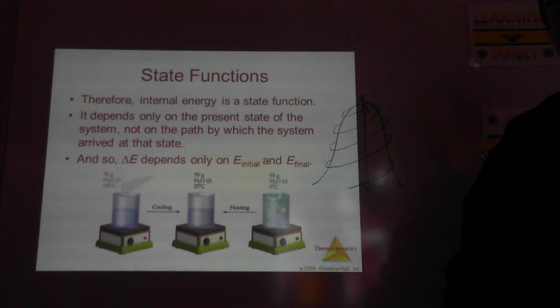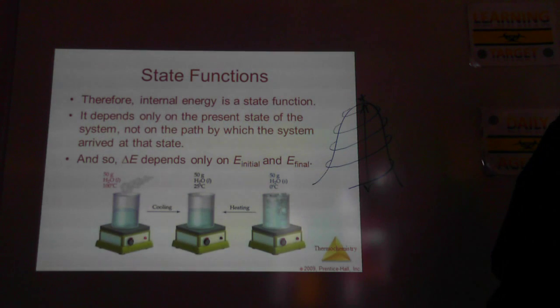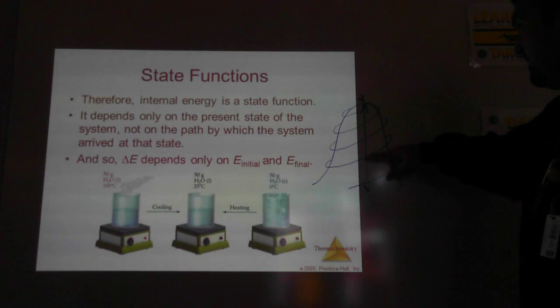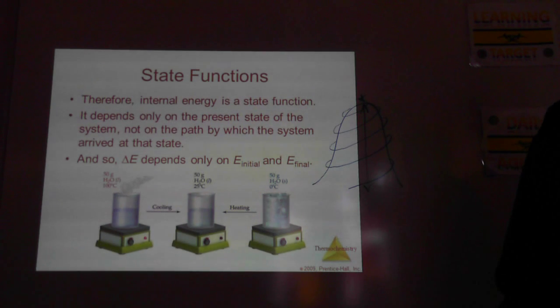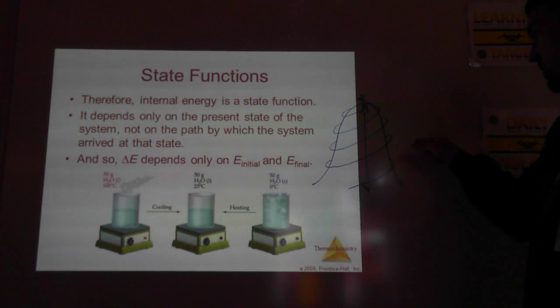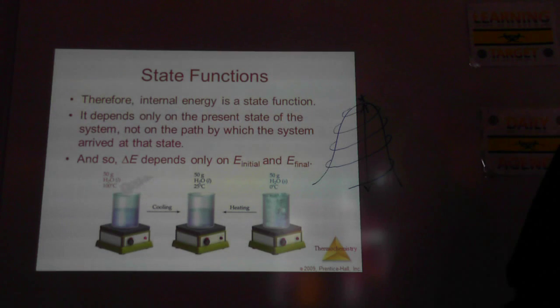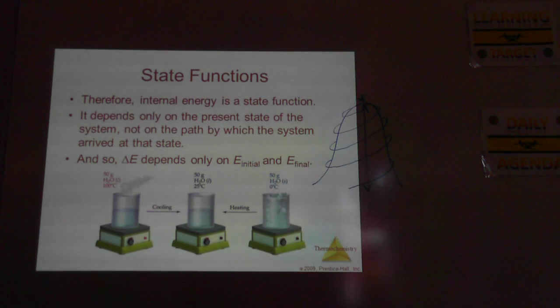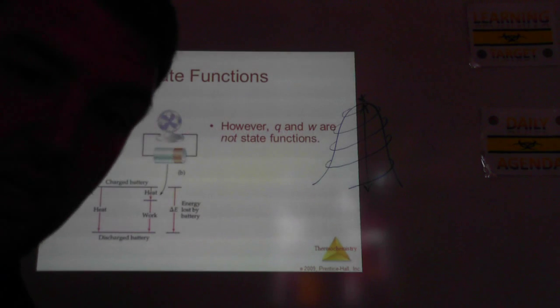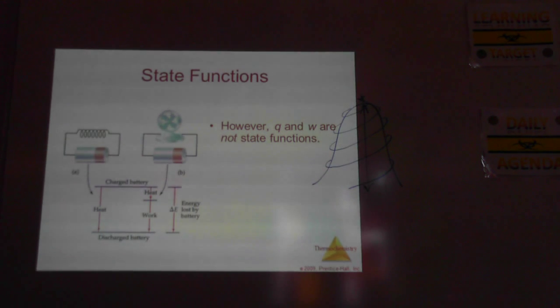But the distance that I traveled is not a state function, because if I go straight up the mountain, I'm traveling a much shorter distance than if I took the circuitous route around the mountain all the way up to the top. So the internal energy, delta E, the change in internal energy, is a state function. However, the Q and the W are not state functions.